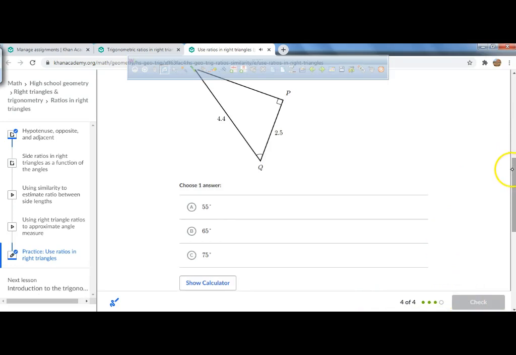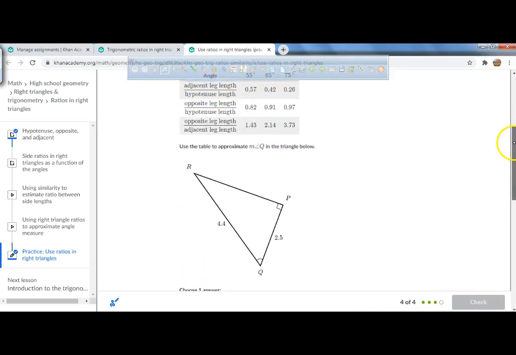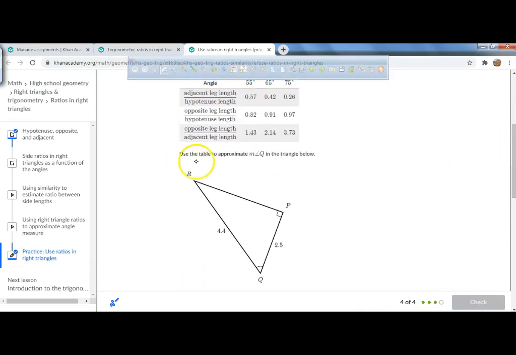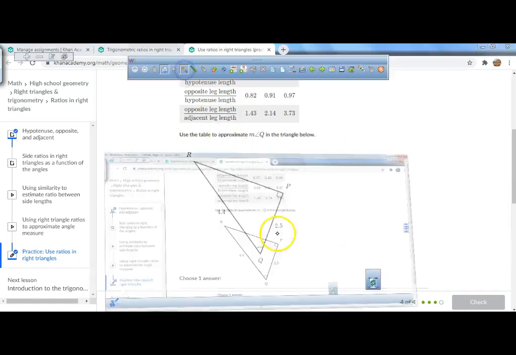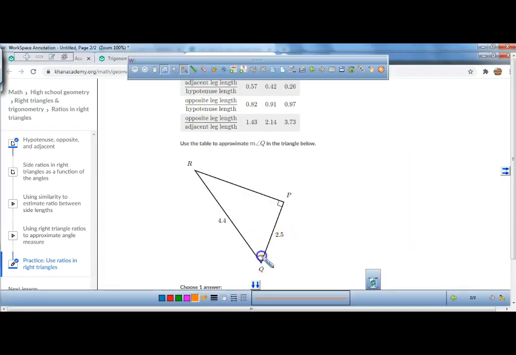All right. Let's go ahead and take a look at this problem right here. It says use the table to approximate the measure of angle Q. Well, I'm not going to use the table. I'm just going to go ahead and solve it. So right here, the first thing we do is we make a little arc. Oh, they already made it right there. So once you make the arc, we're going to draw an arrow going across, and that little arrow points at our opposite side. So the first thing we always do is label our opposite side.